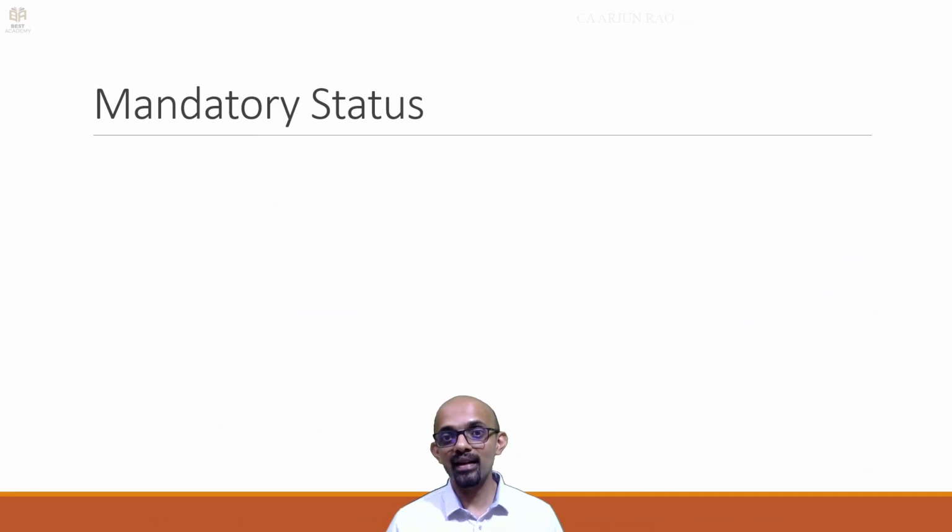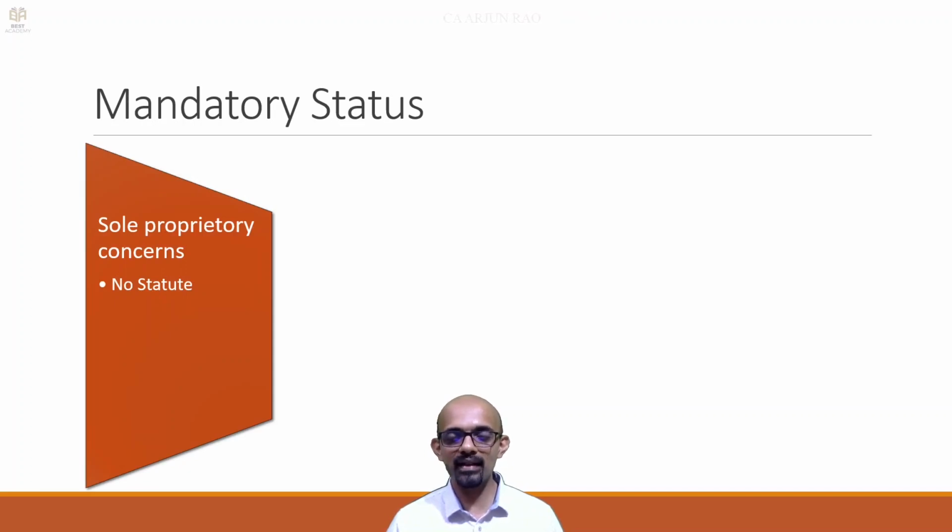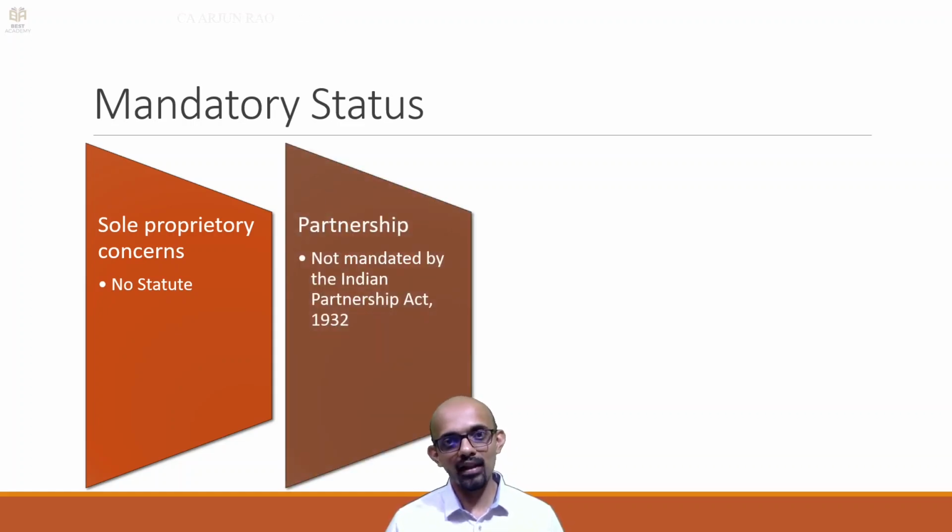Now, it is all fine to frame accounting standards, but how to implement it? Who has to mandatorily follow it? So, that is what we are going to see now. So, insofar as sole proprietary concerns are concerned, there is no law in India which governs proprietary concerns. So, ICAI may say that for non-corporates also these accounting standards should be followed, but there is no way to enforce it currently for proprietary concerns. Similar is the case for partnership concerns, right? So, for partnerships also it is not mandated by the Indian Partnership Act.